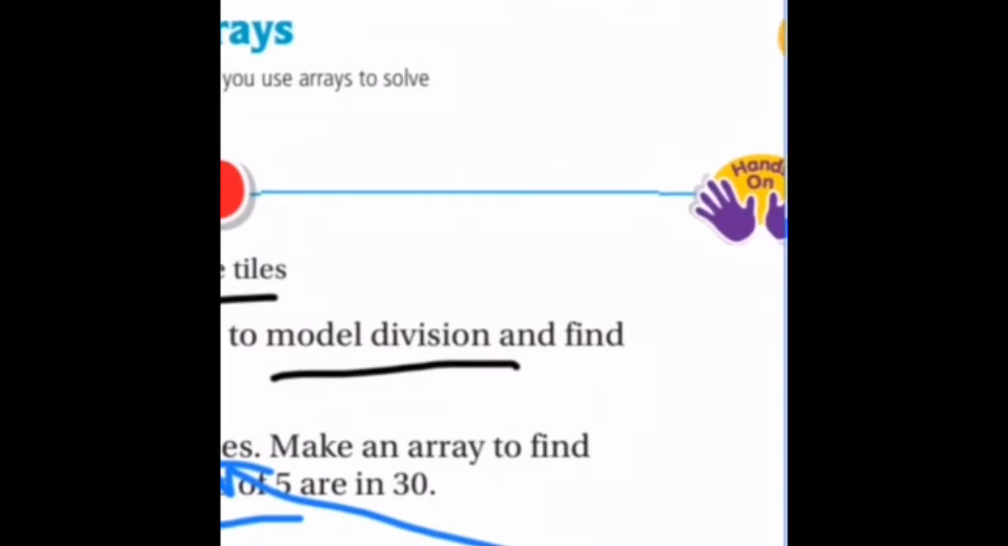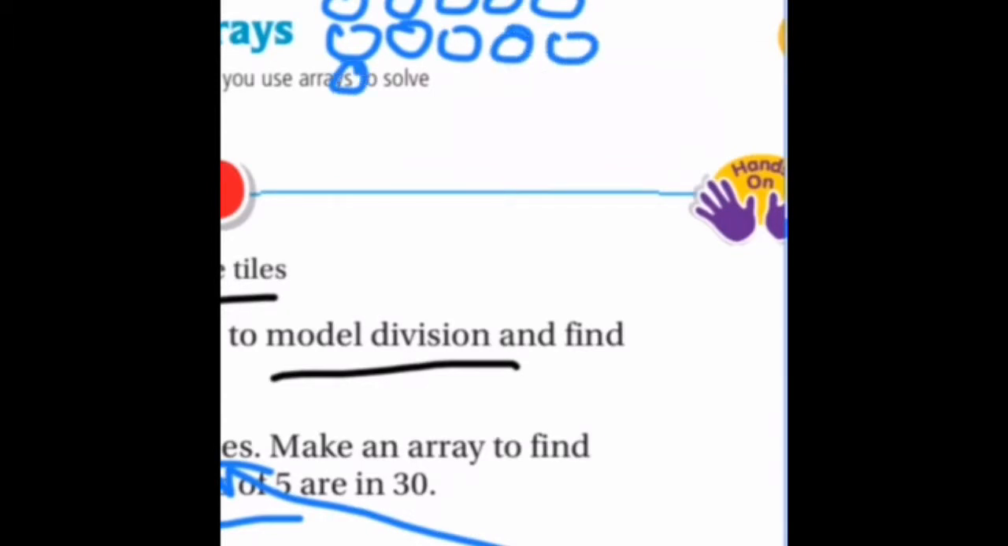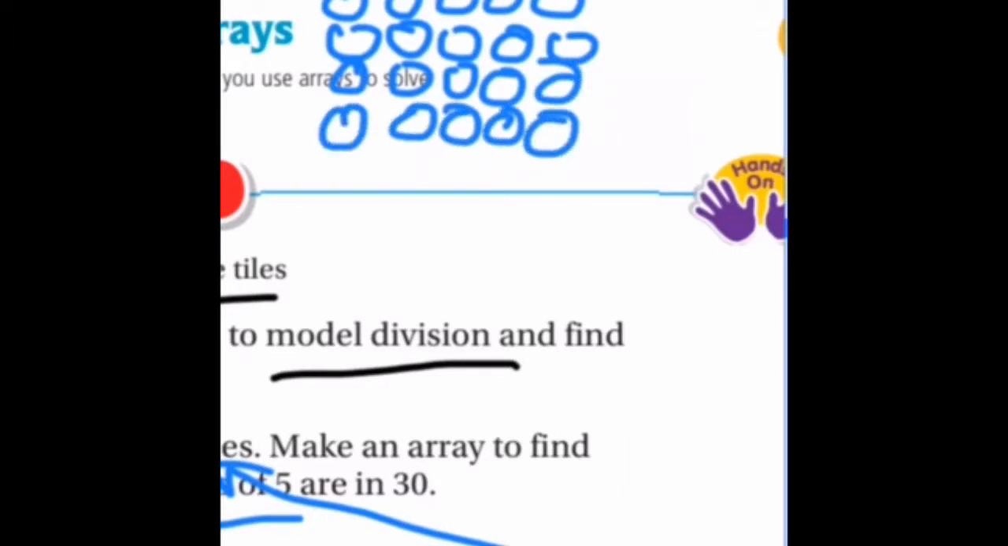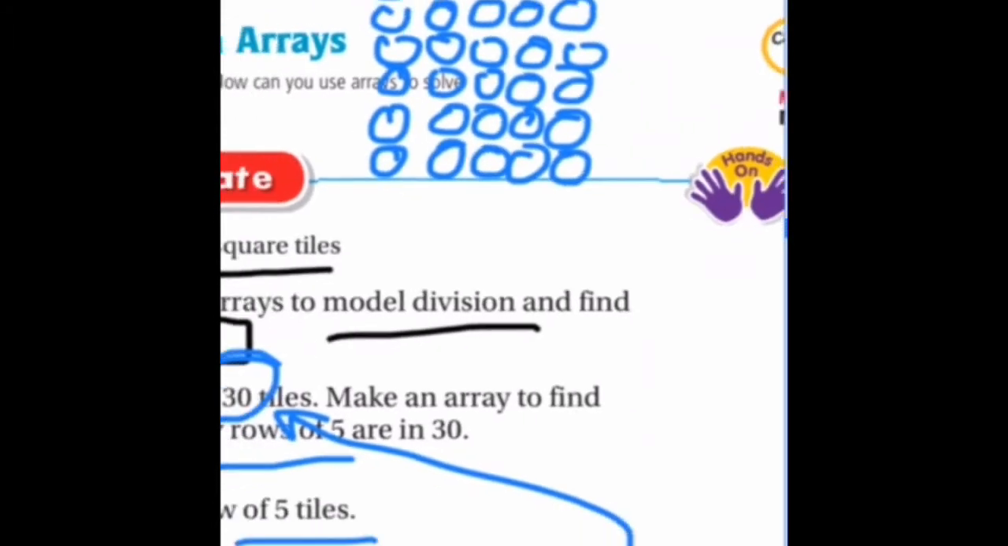I'm going to make a row of 5. 1, 2, 3, 4, 5. And again, I continue making those rows until I get to a total of 30. 6, 7, 8, 9, 10, 11, 12, 13, 14, 15, 16, 17, 18, 19, 20, 21, 22, 23, 24, 25, 26, 27, 28, 29, and 30.